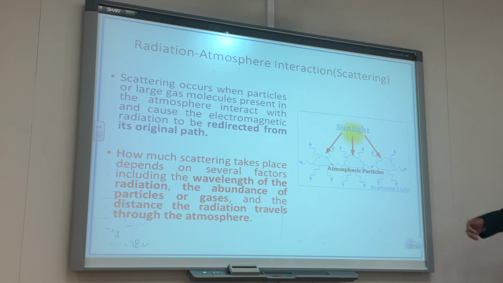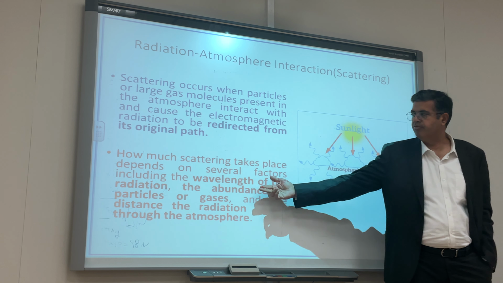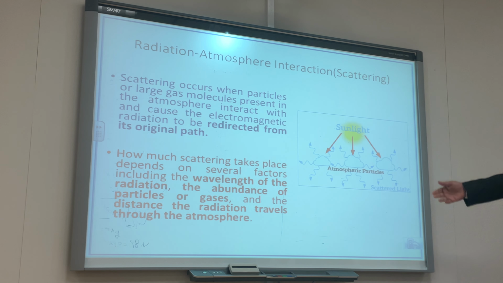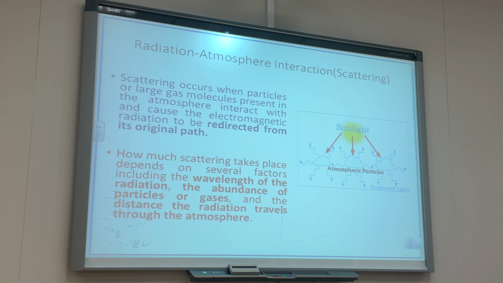How much scattering is taking place depends on a number of factors, including the wavelength of the electromagnetic radiation, the abundance of particles or gases, and the distance the radiation travels through the Earth's atmosphere. If the radiation travels for a smaller distance, the scattering will be less. If the radiation is traveling for a longer distance, the scattering will be more. And normally, the electromagnetic radiations which have smaller wavelength are scattered more as compared to the electromagnetic radiations which have longer wavelength.